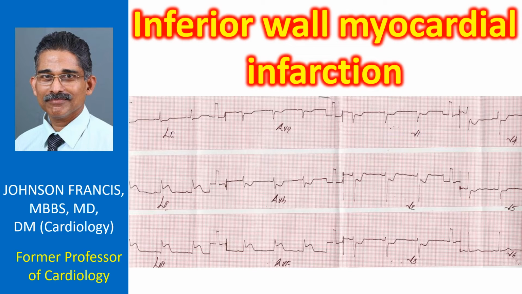Generally, the ST elevation is more in lead 3 in right coronary occlusion, while it is more in lead 2 in left circumflex occlusion. But in this case, we have almost equal ST elevation in leads 2 and 3. Let us view the left coronary angiogram and decide.